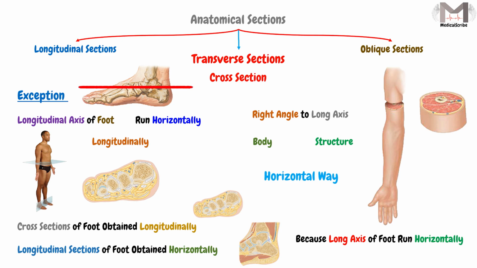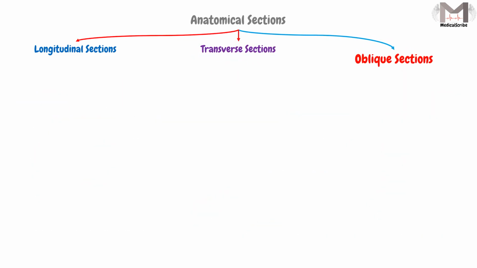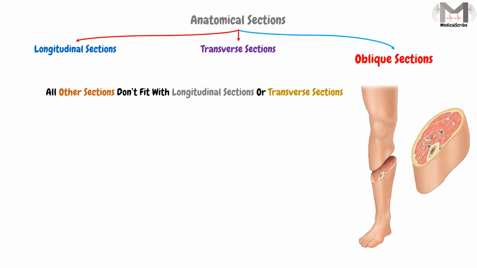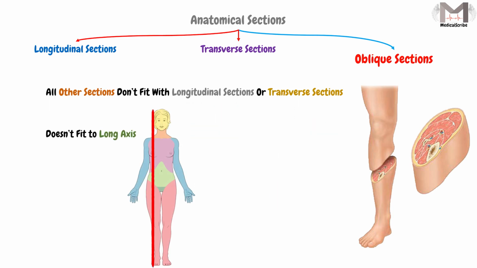Alright? Okay. The last type we have is the oblique section. To make it easy for you, we can say that it covers all other sections that don't fit with the longitudinal sections or with the transverse sections. That means it doesn't fit to the long axis of the body or structure, and also it is not at a right angle with the long axis of the body or the structure. So these are the anatomical sections in the human body.